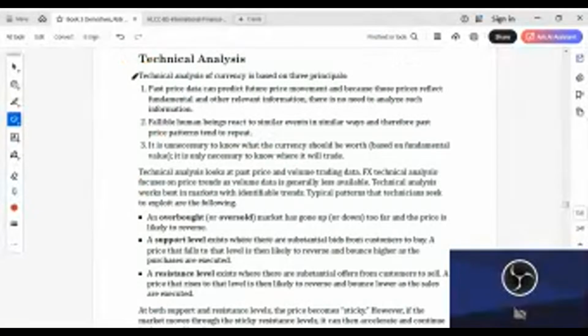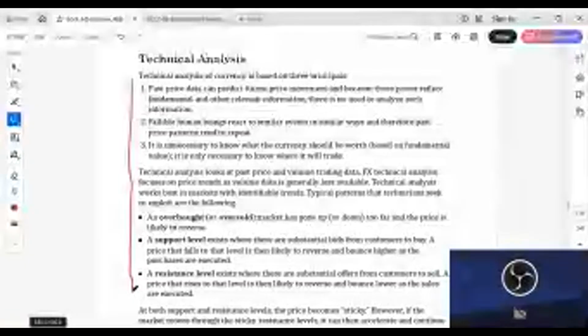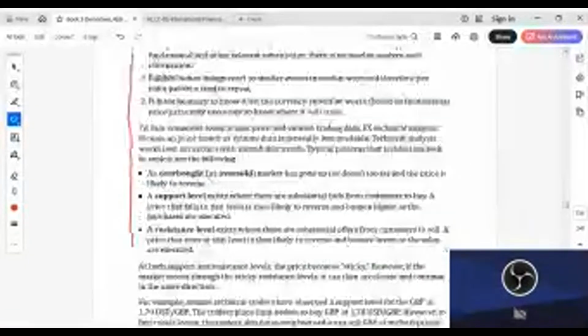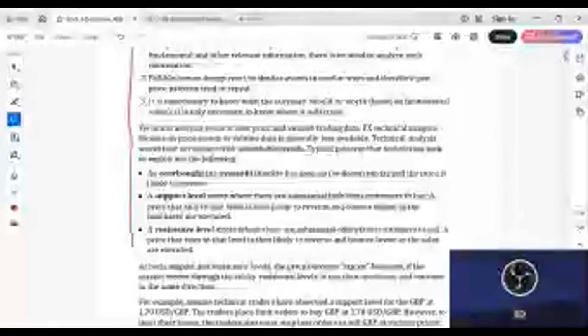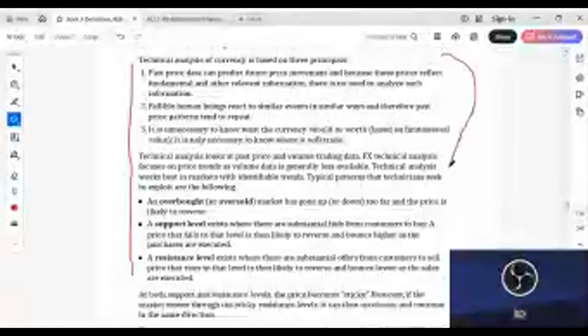Then technical, just go through. Support, resistance, overbought, oversold. Basic assumptions of technical analysis, just go through.